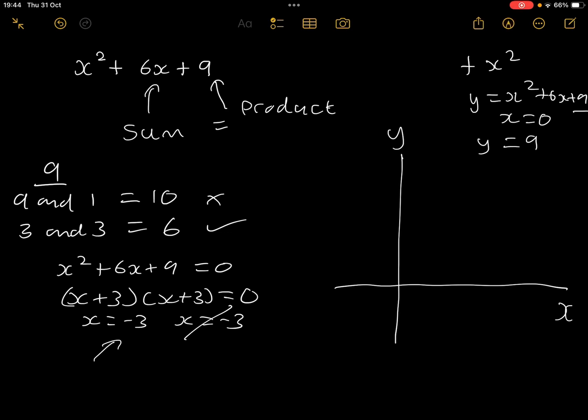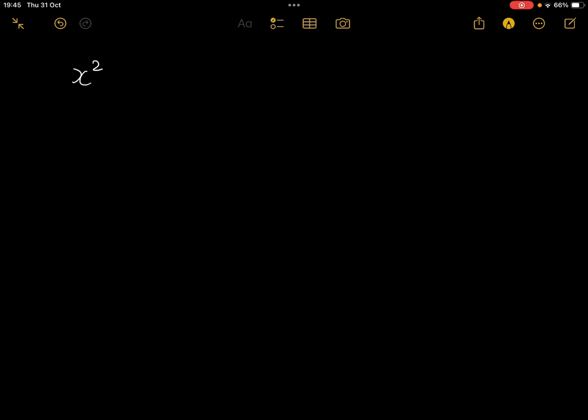So let's plot this. We have 9 here, and we have our minus 3, which is going to come across here, and we simply draw our smiley face with it dipping at the bottom and coming up like that. And there you have it, we have our graph of x squared plus 6x plus 9. Now let's get into another example. We're going to use the expression x squared minus 9x plus 14.